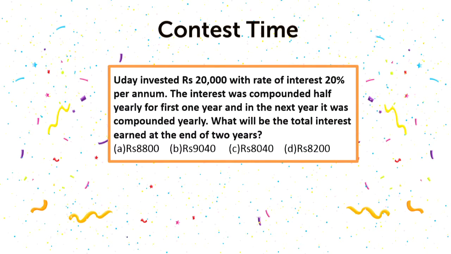Here is the question. It's a contest time. The question is, Uday invested rupees 20,000 with a rate of interest 20% per annum. The interest was compounded half yearly for the first 1 year, and in the next year it was compounded yearly. What will be the total interest earned at the end of 2 years?